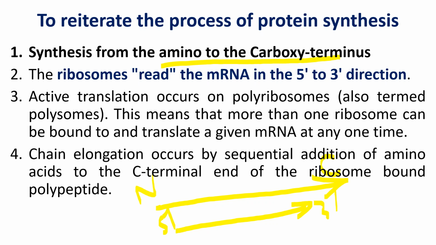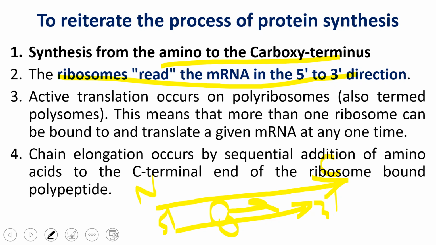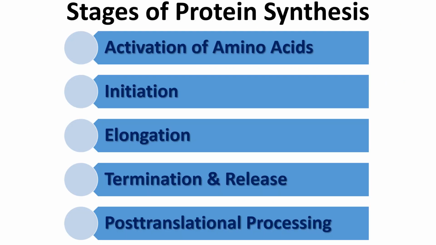The ribosome reads the messenger RNA in the 5' to 3' direction, as I have already told you. Here the ribosome will move in this direction towards the 3 prime end. So peptide synthesis on messenger RNA proceeds in the 5' to 3' direction only. And there are polyribosomes. Polyribosomes means multiple ribosomes on the same messenger RNA, which gives us multiple proteins at a time.